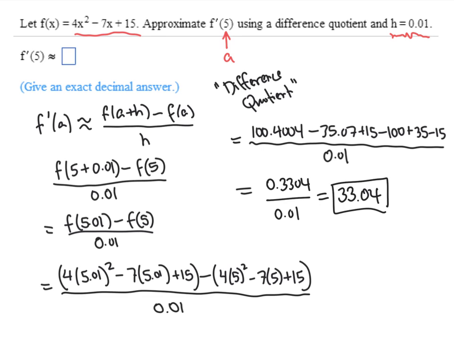That's not exactly what f prime of 5 would equal. To find that, we would either have to think about what happens as h gets closer and closer to 0, or we could use our derivative shortcuts. But in this case, we're not asked for any of that. We're asked for just an approximation using h equals 0.01.